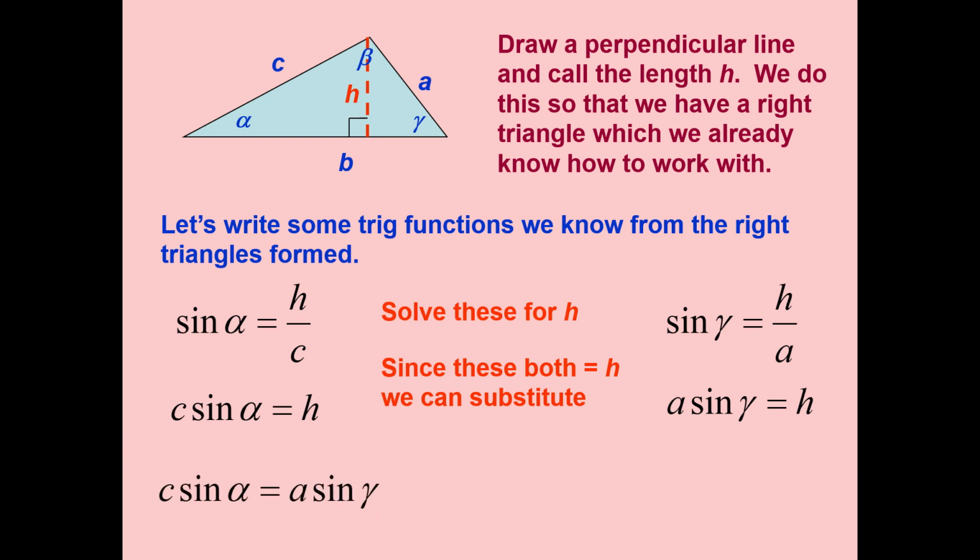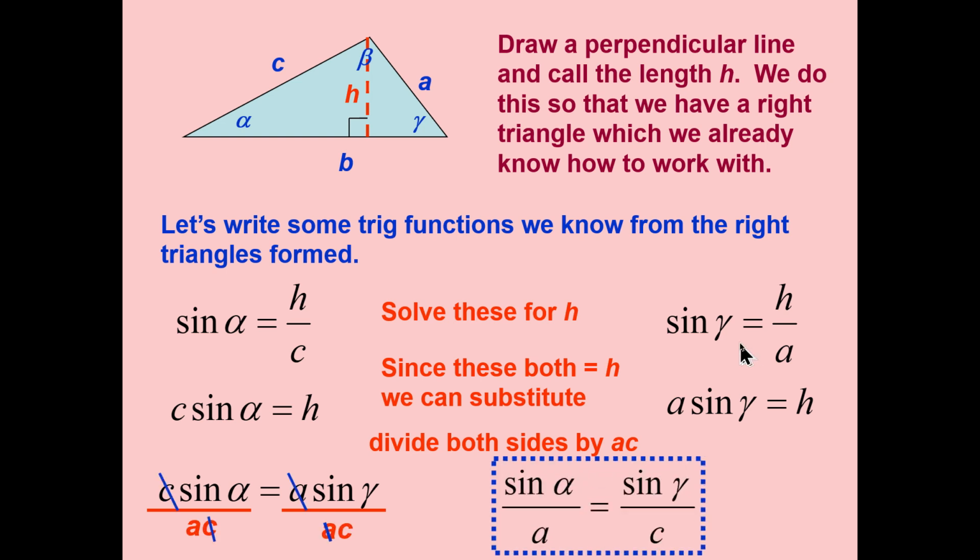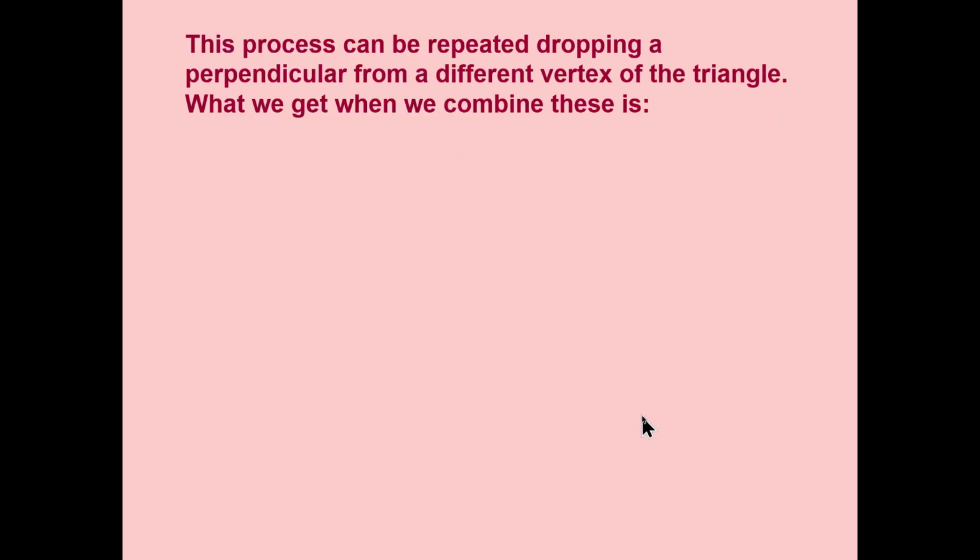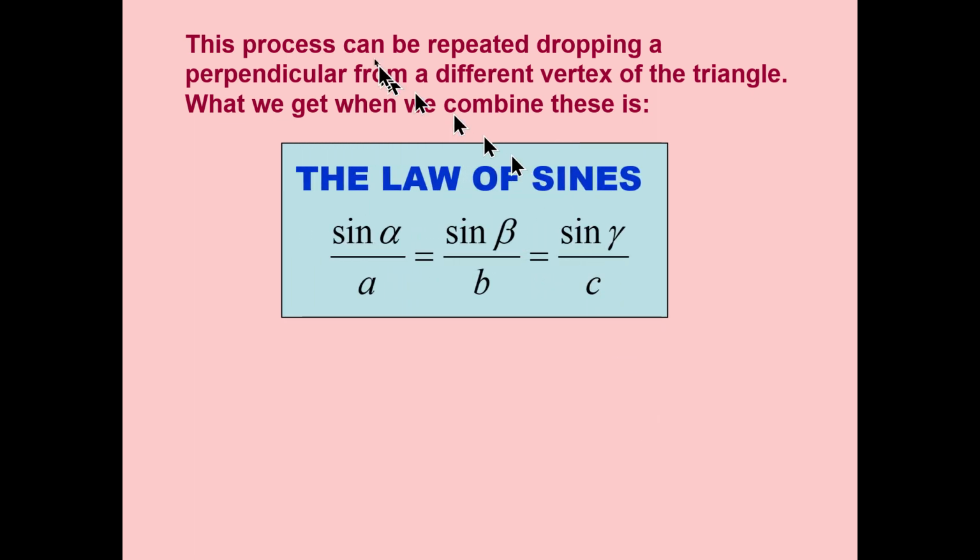And from here we can simplify it by dividing both sides by A and C. And the result is the beginnings of the law of sines. Now we can drop a perpendicular from another place. This process can be repeated, dropping a perpendicular from a different vertex of the triangle. When we combine these, what we get is the law of sines.